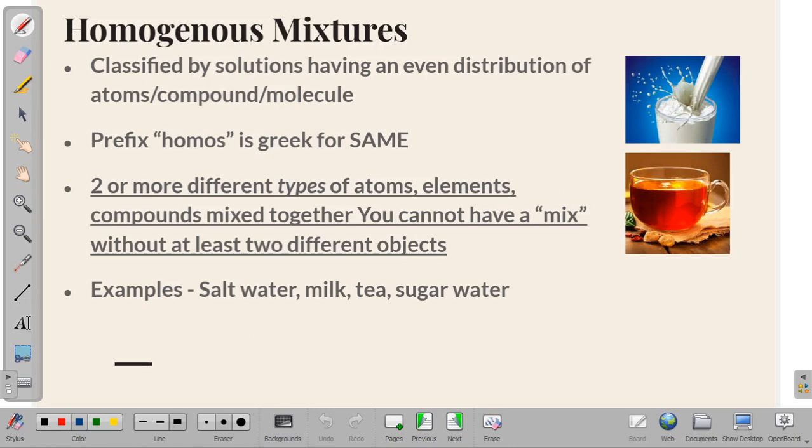So homogeneous mixtures, right, have an even distribution of whatever is inside of it. It could be atoms, molecules, compounds, doesn't matter. As long as it is two different things, could be atoms, elements, compounds, mixtures, whatever. Right? But you cannot see those individual layers.